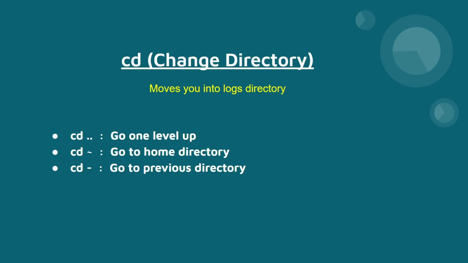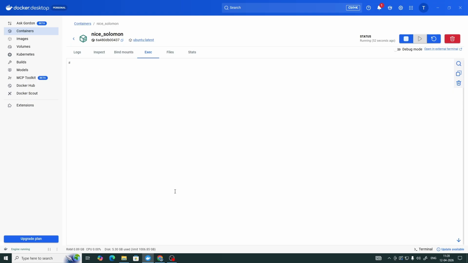It will help us move to a particular directory. It has three variations: cd dot dot goes one level up; cd tilde goes to the home directory; and cd hyphen goes to the previous directory. So cd dot dot and cd hyphen are almost the same. Okay, let's see.